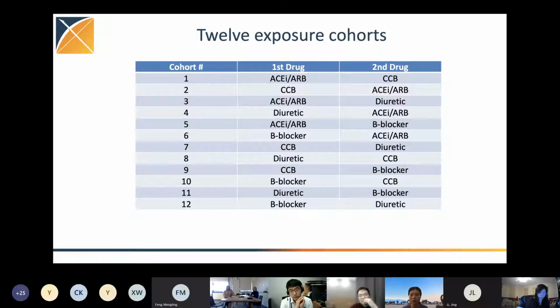We want to look at the patterns of use of all these 12 drug class combinations to see what the distribution looks like in different countries. And within each country, what does the distribution look like by age, gender, history of cardiovascular disease, and other characteristics.